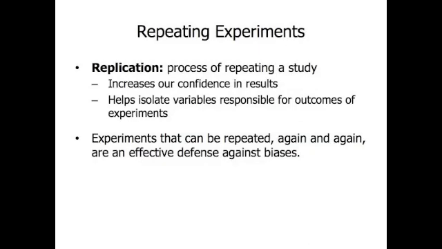Moving on, another important element of scientific thinking is replication, the process of repeating a study. This is an experiment that can be done over and over again by a variety of researchers and gives the same results each time. This is an effective defense against biases. Furthermore, when experiments are repeated and the same results are obtained, our confidence in them and the hypotheses associated with them increases. Additionally, sometimes a tiny variation in the experimental design can lead to different results. This can help us isolate the variable that is primarily responsible for the outcome of the experiment.